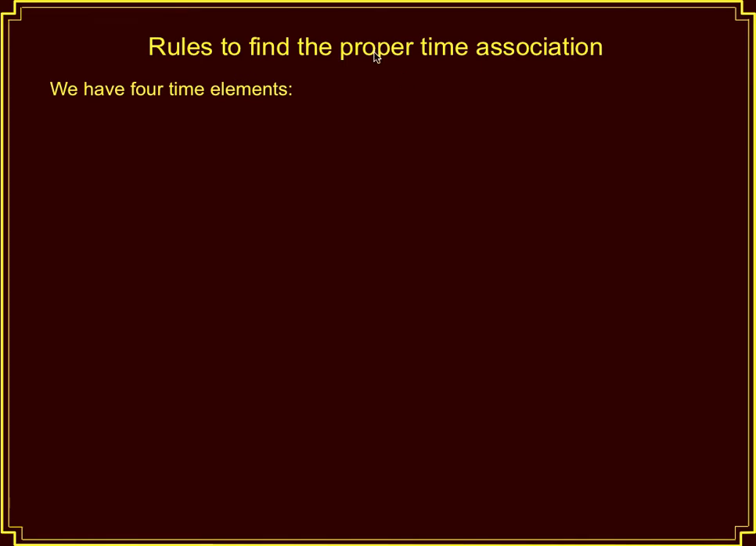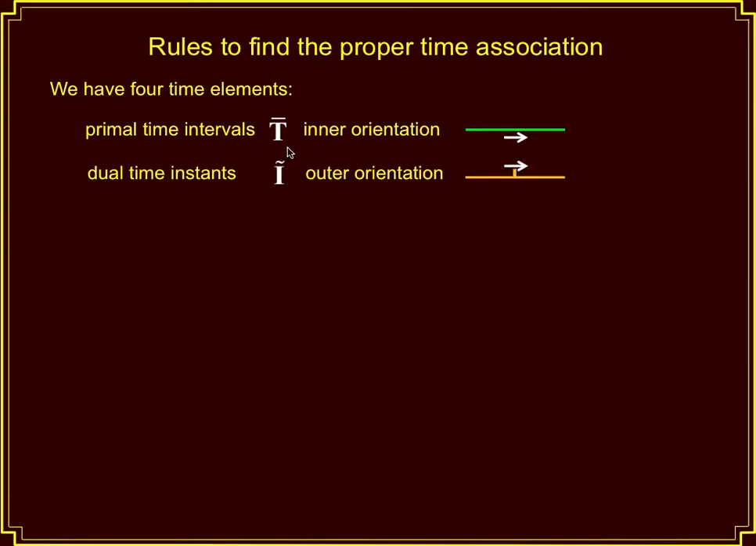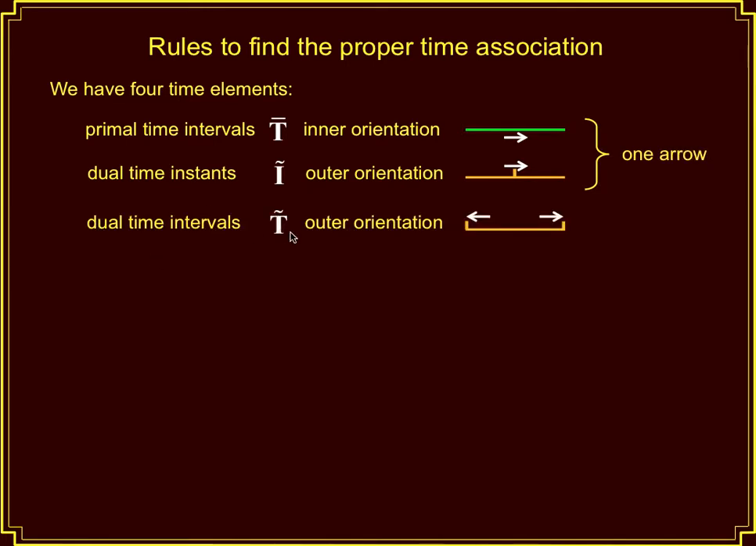Rules to find the proper time association. We have four time elements. Primal time interval, inner orientation, these are. Dual time instant, outer orientation, these are, with one arrow. Dual time intervals, outer orientation, here you have two arrows. Primal time elements, capital I bar, inner orientation, these are with two arrows.